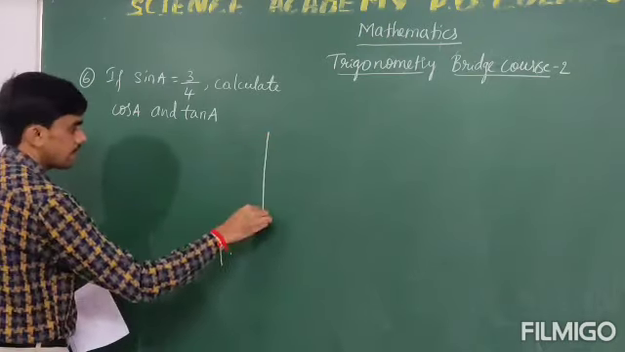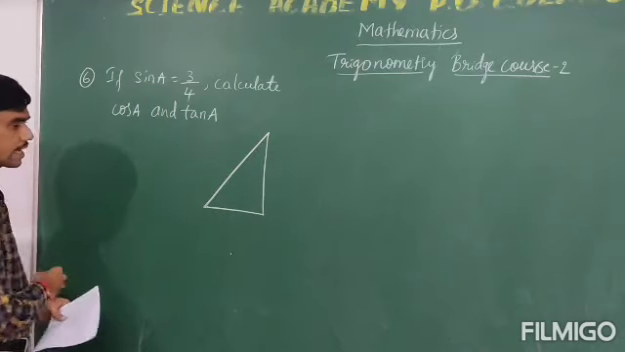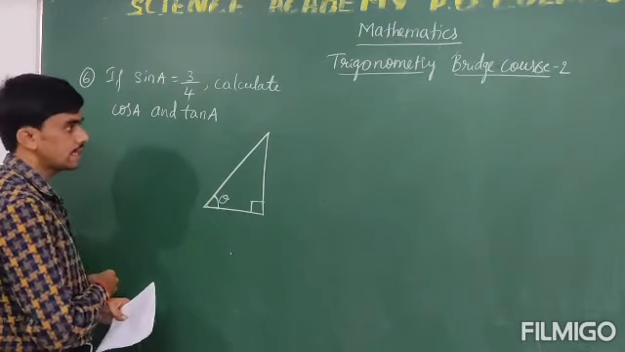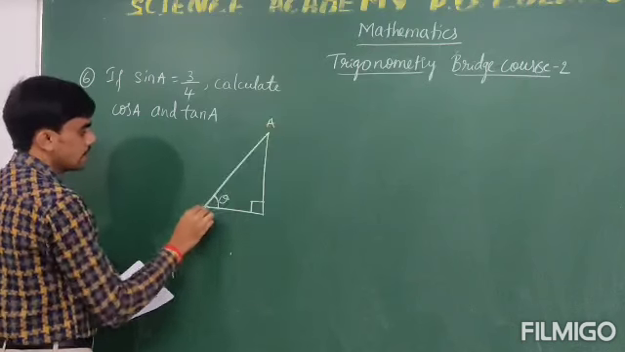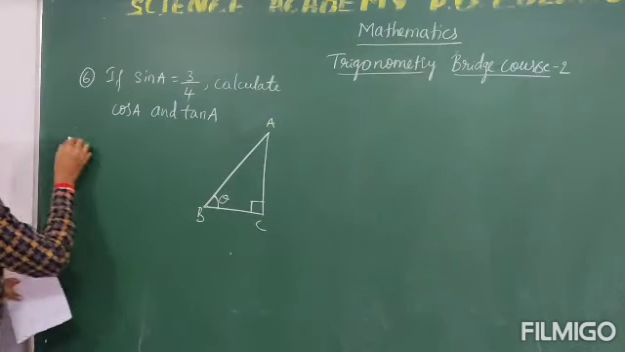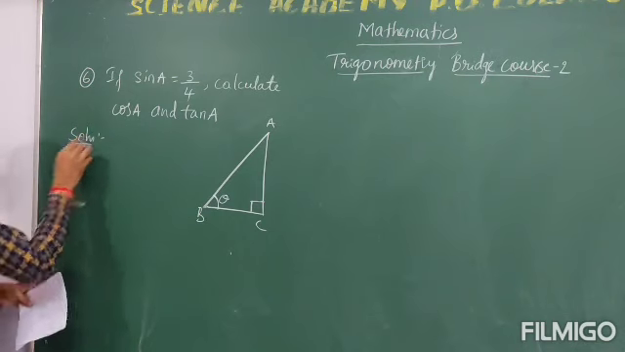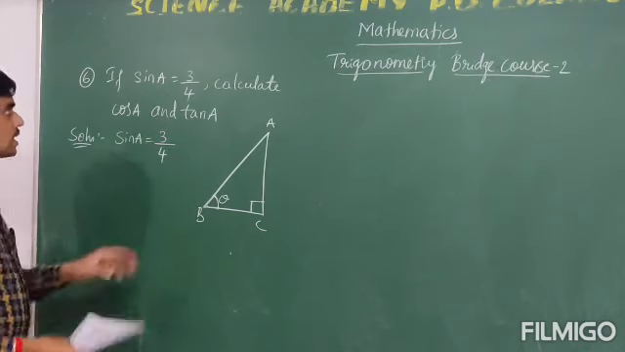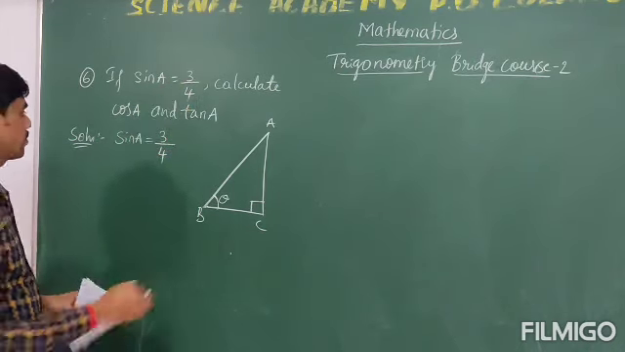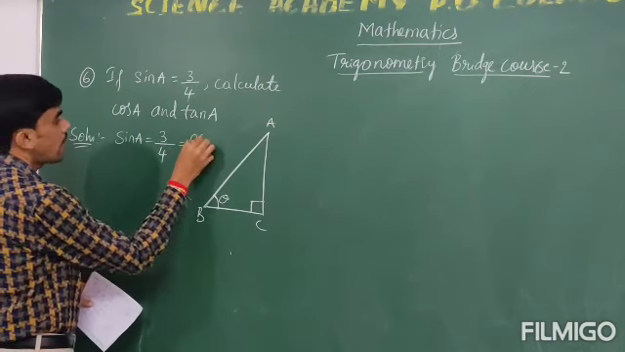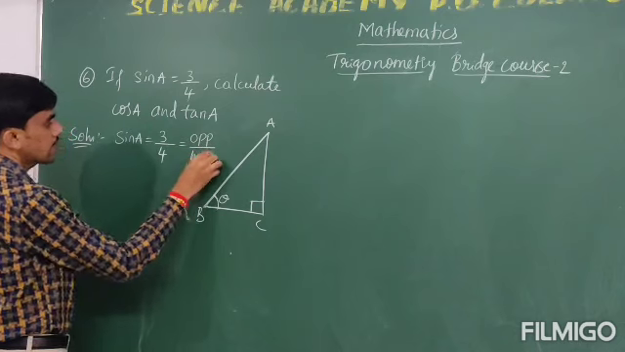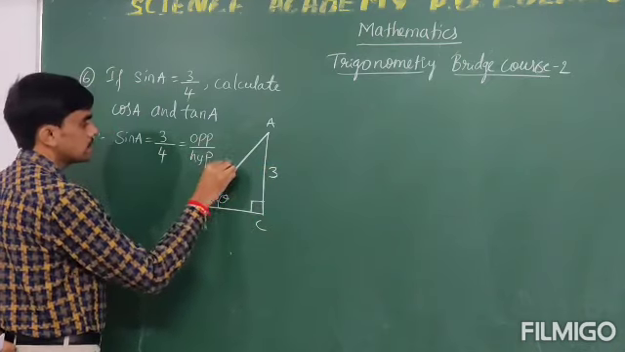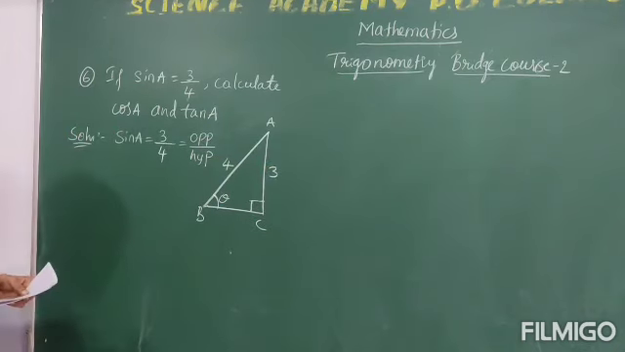So here take a right angle triangle. Here theta is an angle. It is a right angle triangle, meaning 90 degrees. The triangle is ABC. So we know that sin A is 3 by 4. They give us that sin A is equal to 3 by 4, which means opposite by hypotenuse. So the opposite side is 3, the hypotenuse is 4. So sin A is 3 by 4.